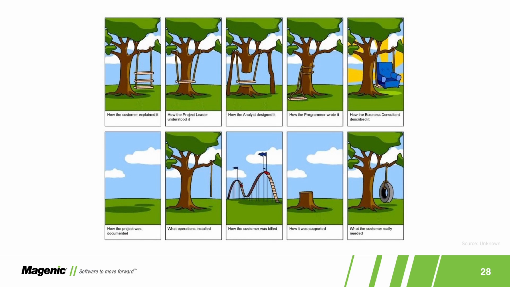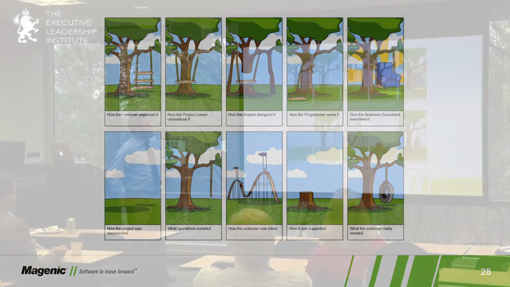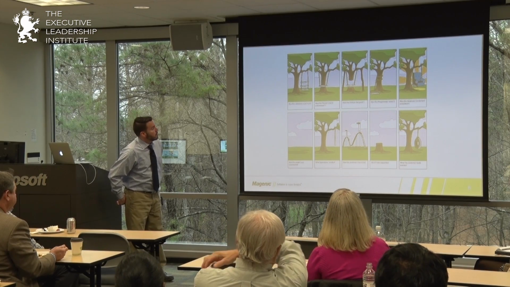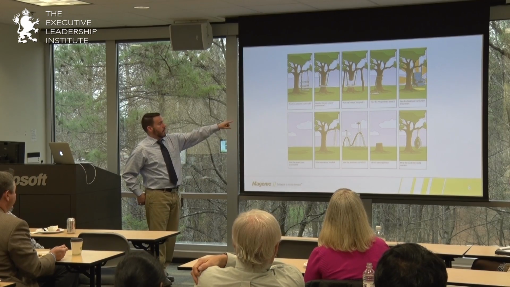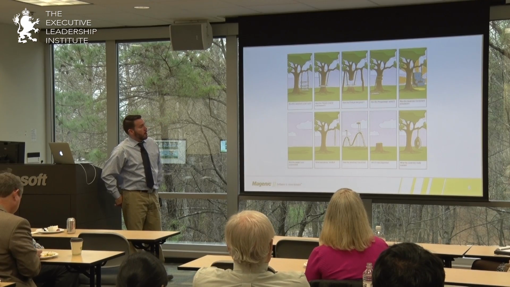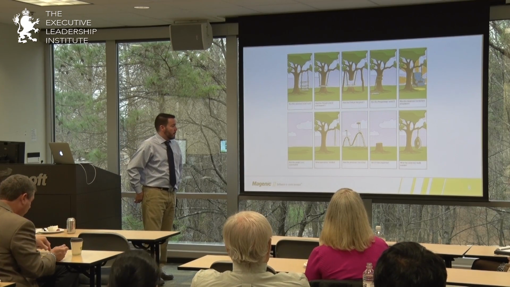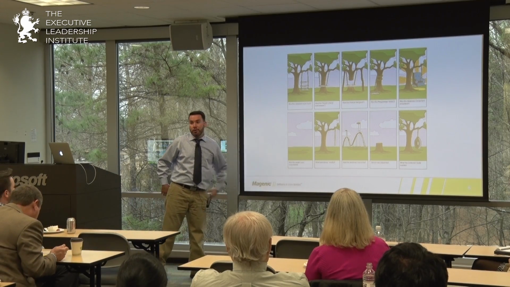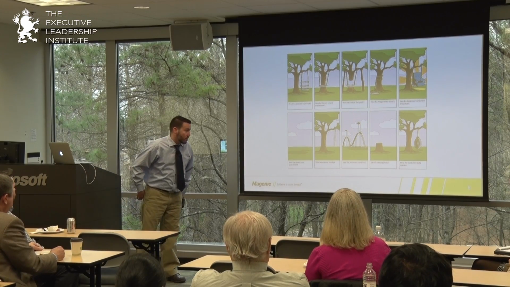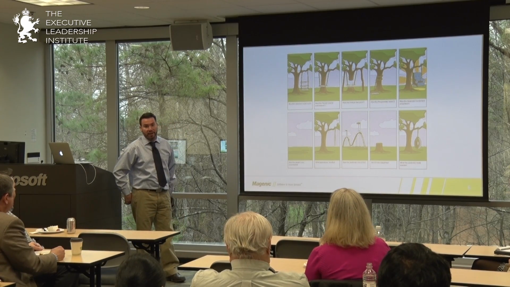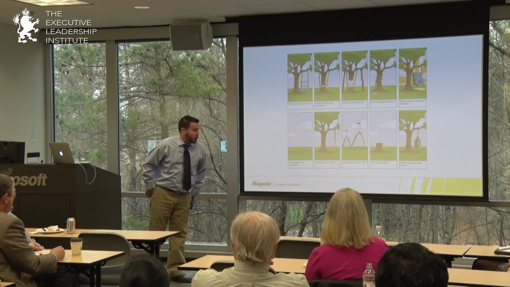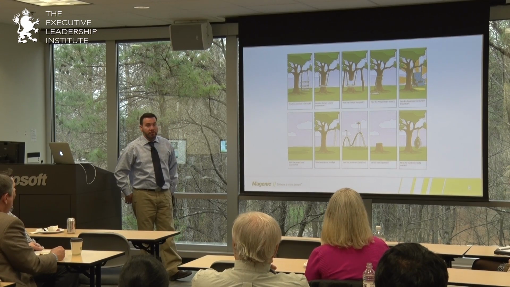The first picture, how the customer explained it, looks like a tree swing with three seats on it. I don't know how you would actually sit on that if one of them's a footstool. I've actually seen this interchanged a few times as far as who the different roles were, who described it, how it was designed, how it was sold to the customer, how the project was documented, which obviously we have zero documentation in this example. What operations installed, what the customer was billed. I really like the fact that we're talking about a tree swing and they were billed for a roller coaster. How it was supported, cut off at the knees, and then ultimately what the user needed.